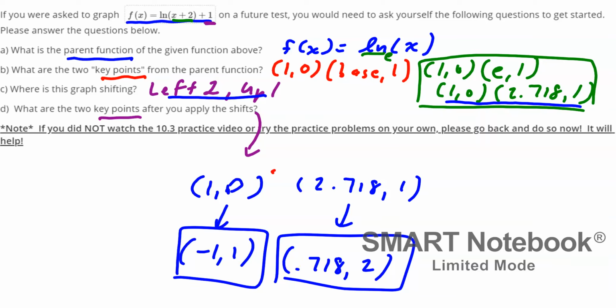This problem, some of you might have noticed you got a 3 out of 4 or a 2 out of 4. That's because you might have accidentally had the wrong thing for the parent or the key points, but you applied the right rules to it. Part C and D, a lot of you got left 2, up 1, and applied that. So I gave you some partial credit there, but please be careful on a future test.